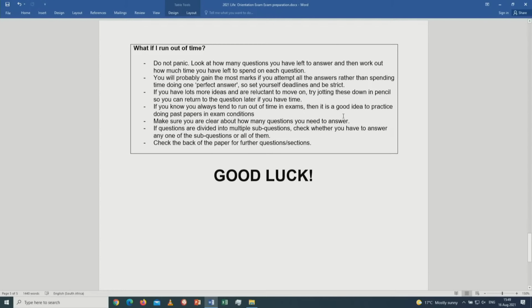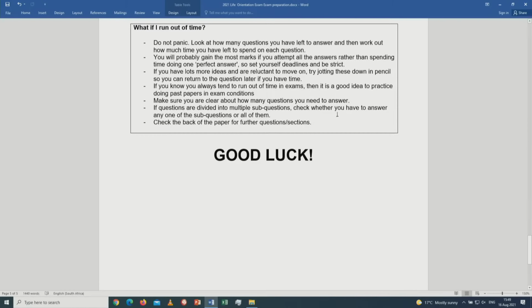You will probably gain the most marks if you try to answer the questions that you know best, rather than wasting your time with the answers that you don't have responses to or that are tricky for you. If you have lots more ideas and you are reluctant to move on, try jotting them down in pencil so that you can return to the question later on, because you want to save time.